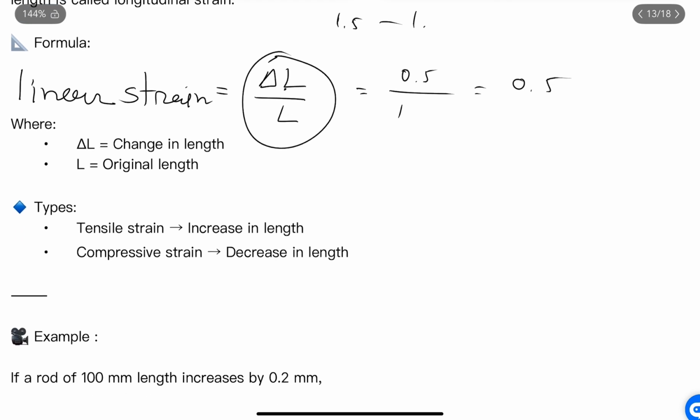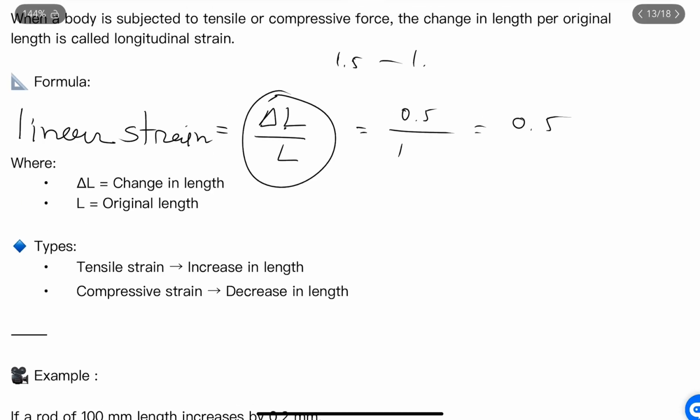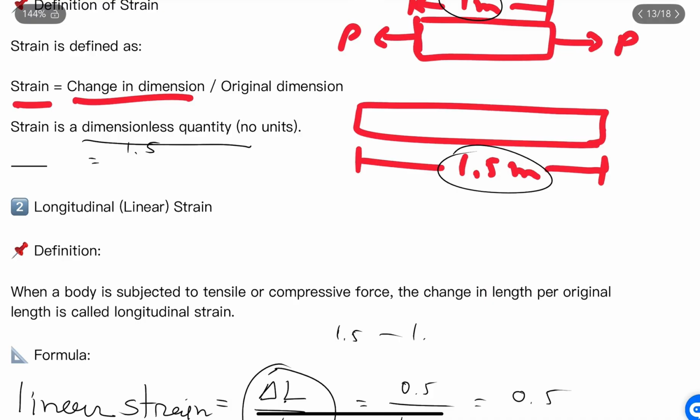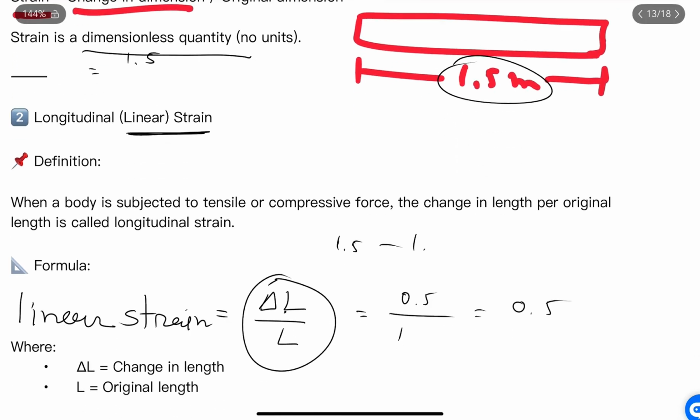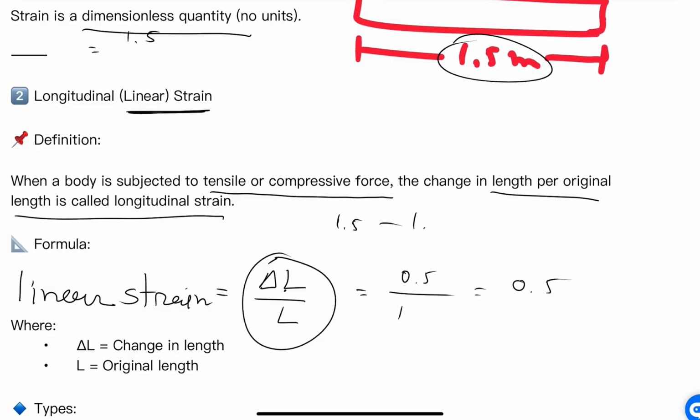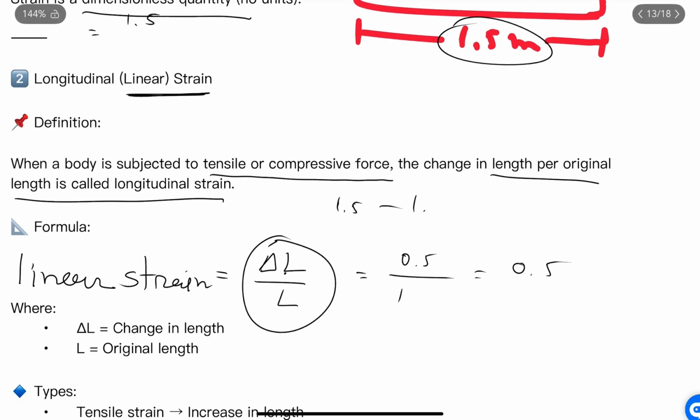So what are the types of strain? First of all, the first type is the linear strain, which always comes due to the tensile stress or the compressive stress. What's the definition for that? When the body is subjected to tensile or compressive force, the change in length per original length is called linear strain or longitudinal strain.